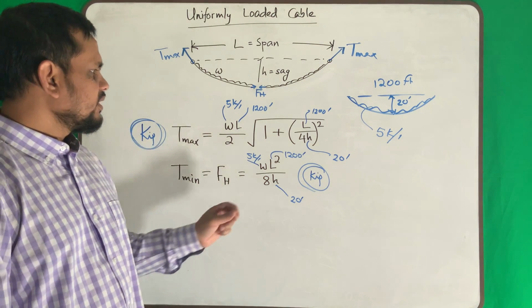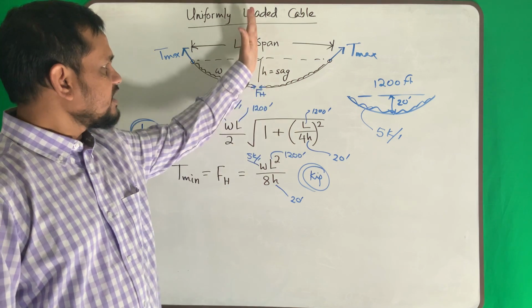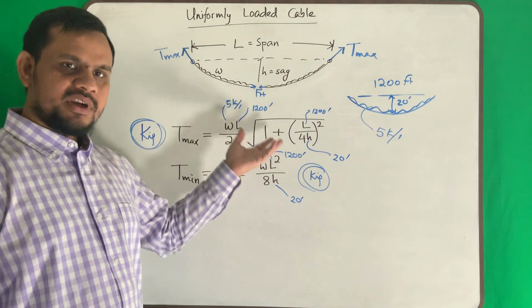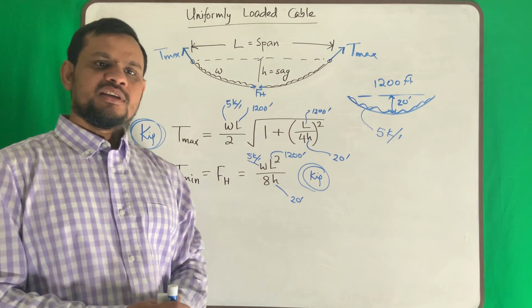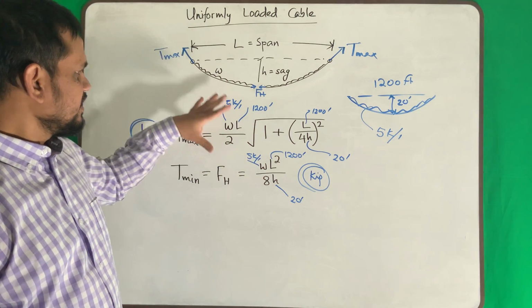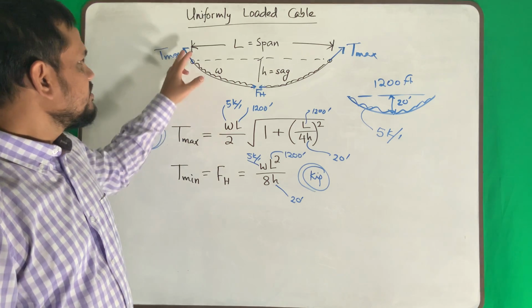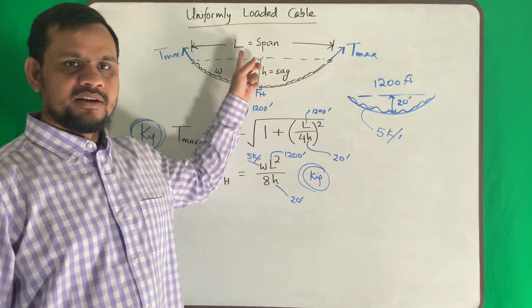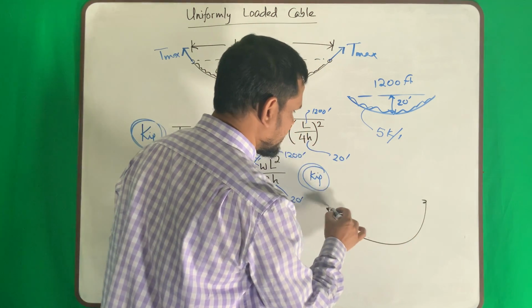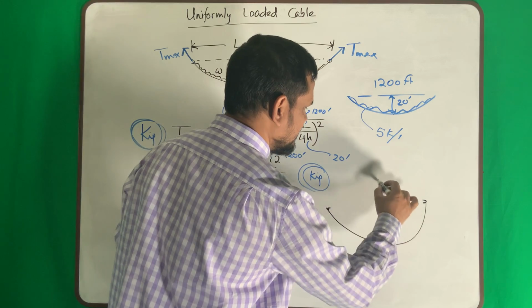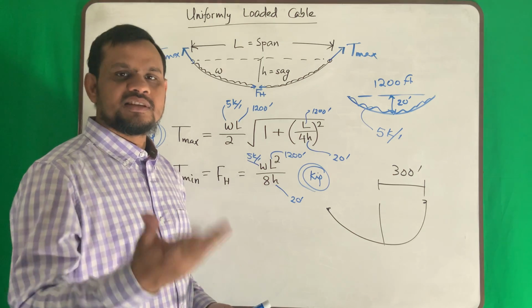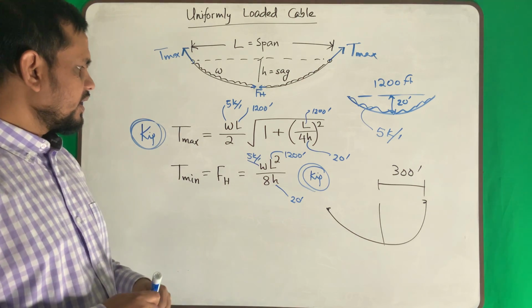But something to let you know: some books use L as half of this. If they use that, their equation will be different. If you use a different book, you should be familiar with this. In the book that I am following, it uses the entire span as L. So do not make this mistake. Even in your exam, if you find a cable and this portion is given as 300 feet, that means your L is 600. That is something to remember.